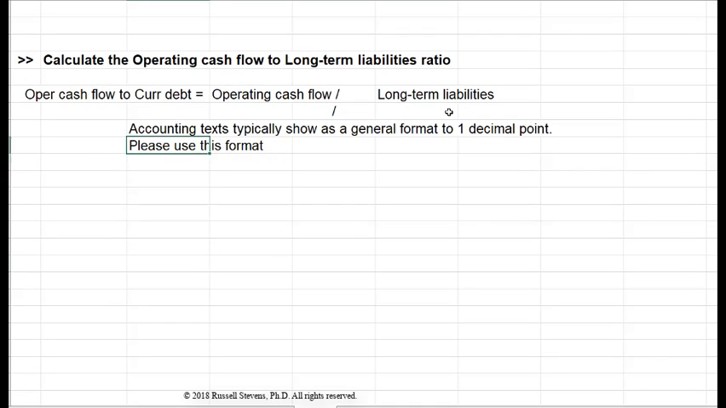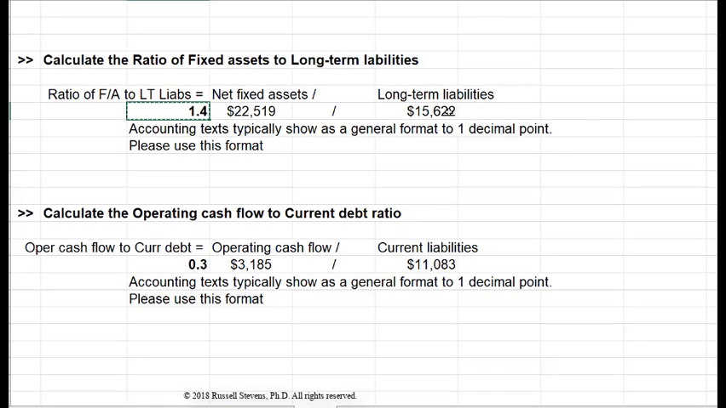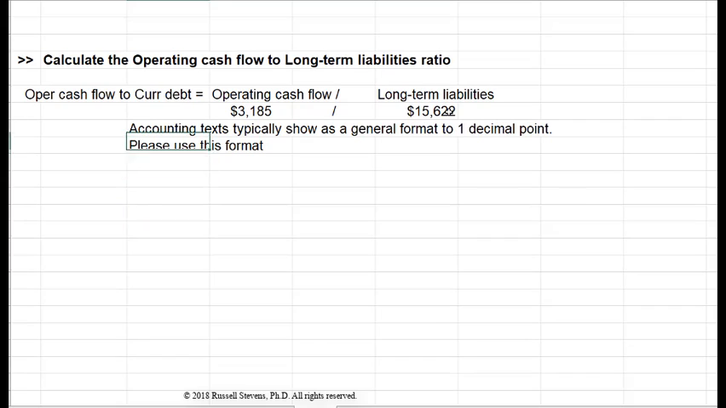For the operating cash flow to long-term liabilities ratio, the workbook cell under operating cash flow gets 3185 just like the prior ratio. The workbook cell under long-term liabilities gets 15622 just like the ratio of fixed assets to long-term liabilities. Once again, the formula is copied from the prior ratio. The result is 0.2, and you should never forget when copying formulas to ensure that they are still doing what you want them to do.